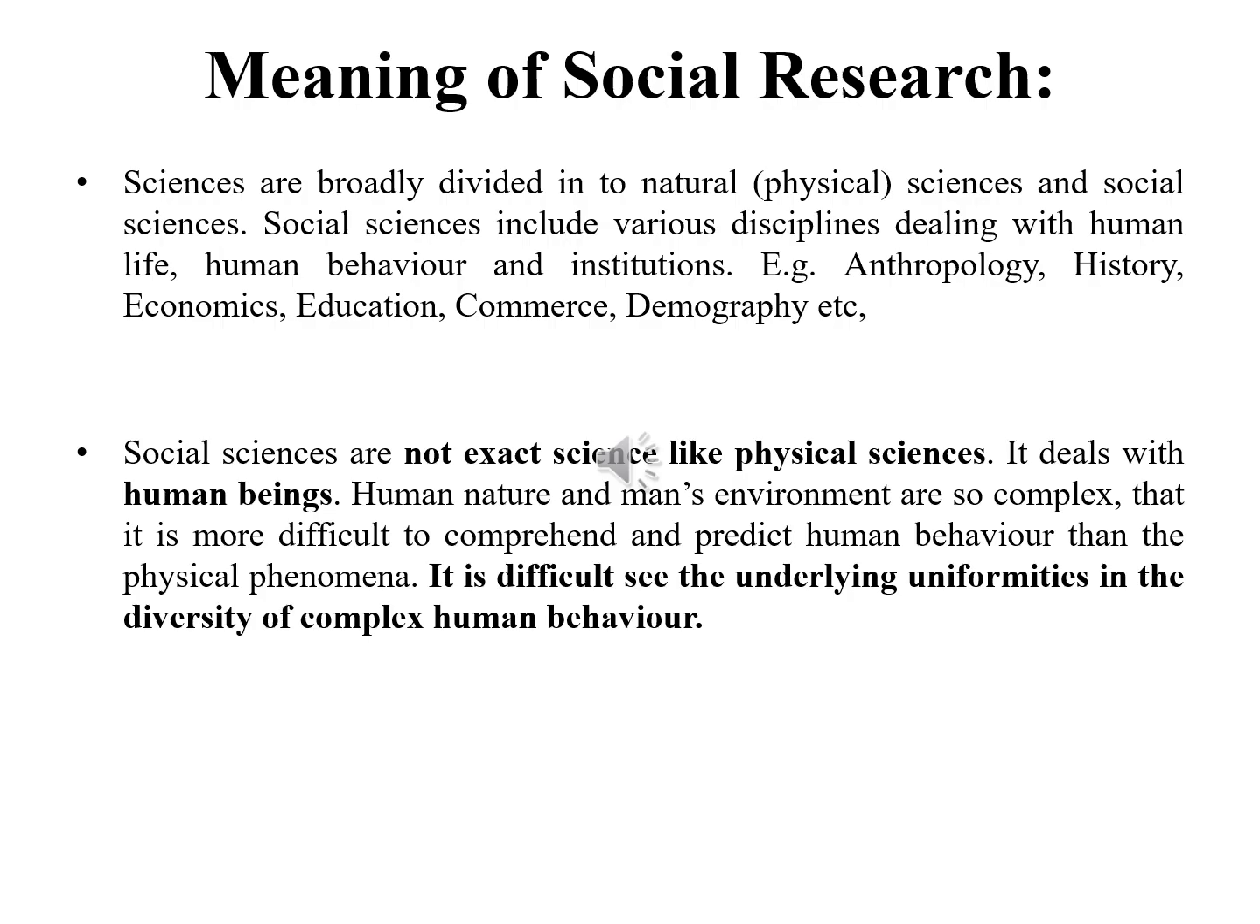So now let's move to the meaning of social research. As you all know, sciences are broadly divided into two: one is called natural sciences, which can also be called physical science, and the other is called social sciences. Social sciences include all the disciplines dealing with human life, human behavior, and institutions, for example anthropology, history, economics, education, commerce, and demography. These all come under the human sciences or social sciences.